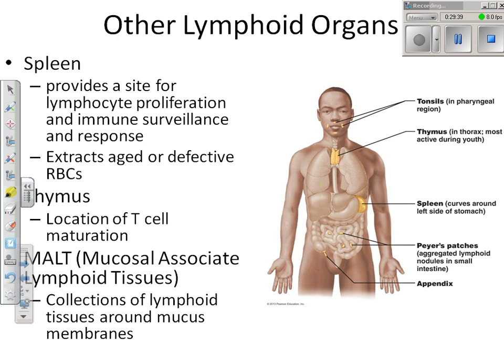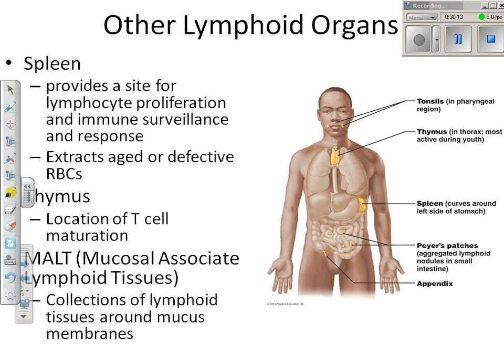Another type, this is not really an organ, is MALT. MALT is mucosal-associated lymphoid tissues. These are collections of lymphoid tissues around mucous membranes. So you'll find MALT in different places around where you have mucous membranes. I'll give you an example. Peyer's patches are found in your intestines, and they're little aggregated sections of lymphoid tissue found in your small intestines.